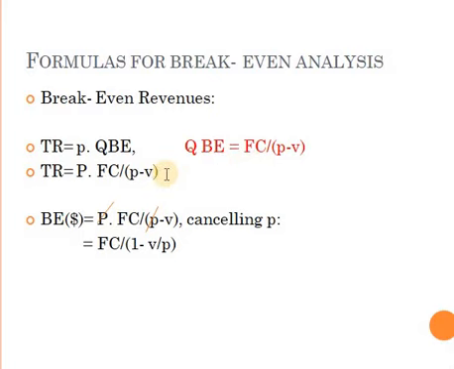Now you notice that in the equation of the break-even dollars, it is P times FC over P minus V. So I have the value of P at the numerator and the denominator. So I will cancel this P from both sides.